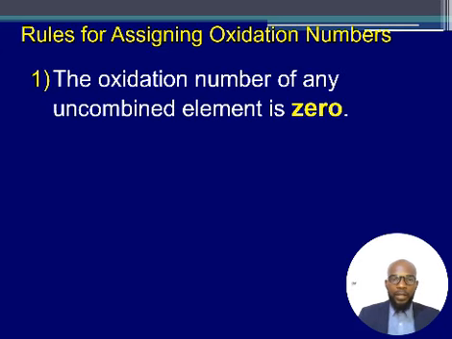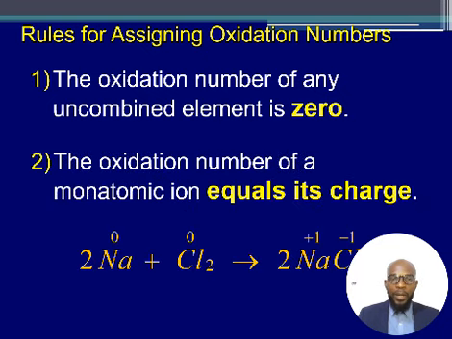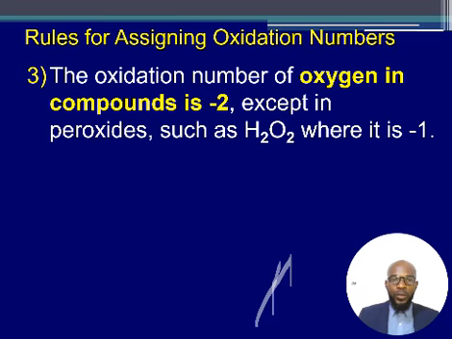Now let's look at the rules for assigning oxidation numbers. Rule number 1: the oxidation number of any uncombined element is 0. Rule number 2: the oxidation number of a monoatomic ion equals its charge. As you can see on the slide, the oxidation number of sodium is 0. That of chlorine is 0 because it's uncombined. But if you look at the product side, the oxidation state of sodium is +1, while that of chloride in sodium chloride is -1.